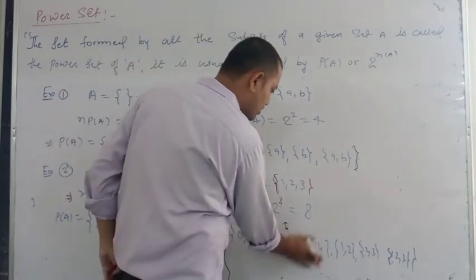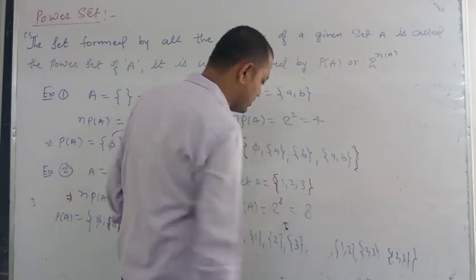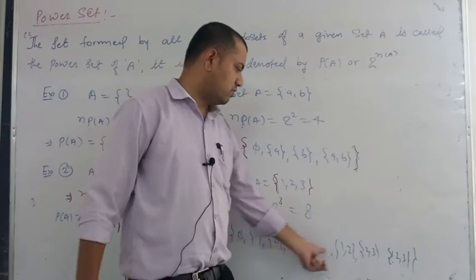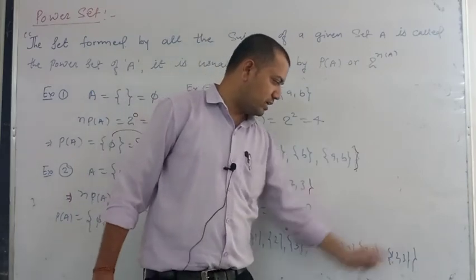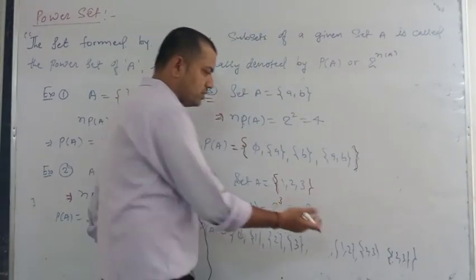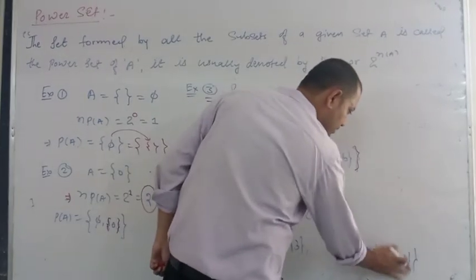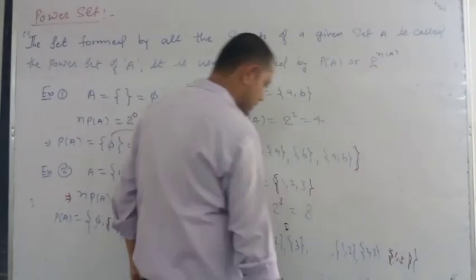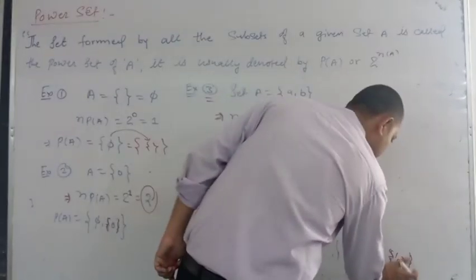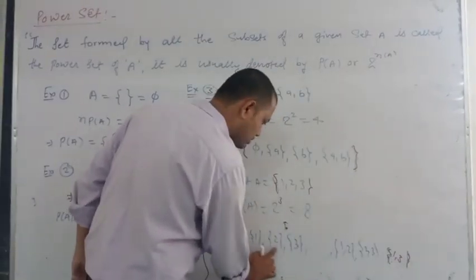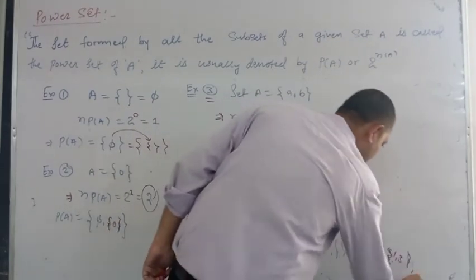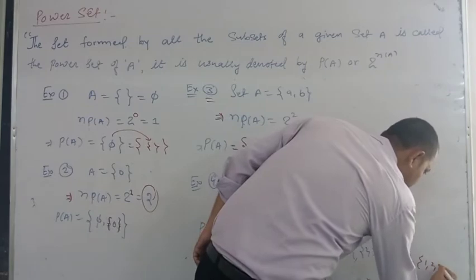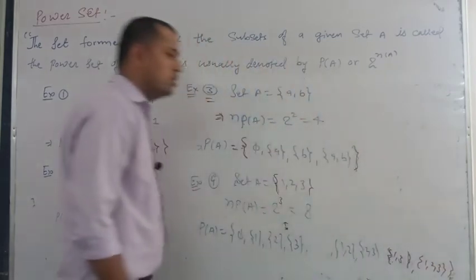There is no need of a 4 because we have removed the 4. So phi, then 1, 2, 3, then 1 2, 2 3, and 1 3. We can calculate one more subset, counting 1 2 3 4 5 6 7, and the last one is itself: 1, 2 and 3. That is your whole power set.